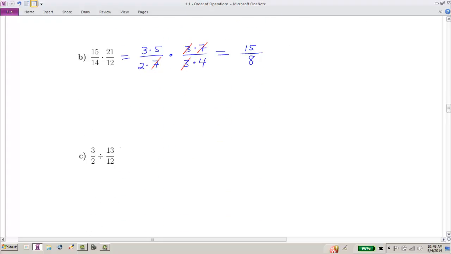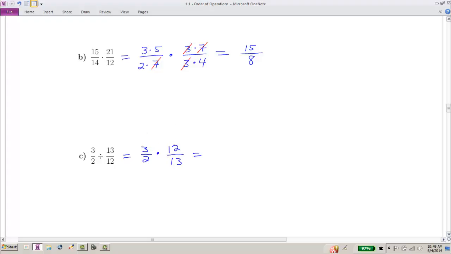So in 3c, we have 3 halves divided by 13/12. So this is the same as 3 halves times, I'm going to flip the second fraction over, 12 over 13. And just like in the last example, once we're at this point, we could probably do a little canceling.